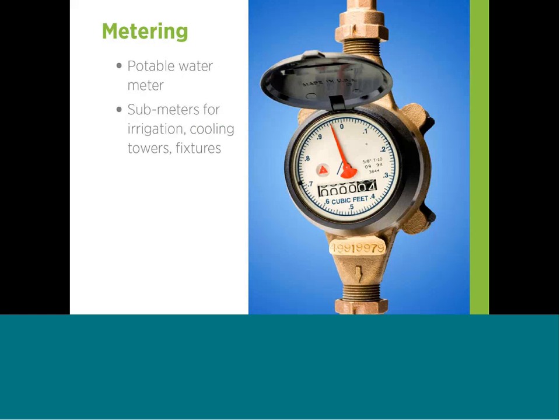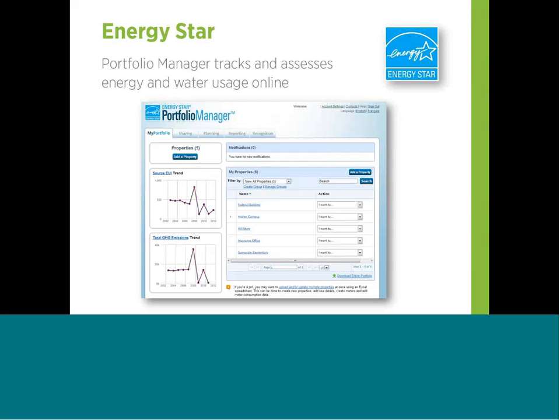You will want to determine if your building has a building level potable water meter and any sub-metered systems. If they do not currently exist, install them to better understand water usage. Energy Star Portfolio Manager can be used to help benchmark your school's water consumption and to monitor water usage on a monthly and annual basis.